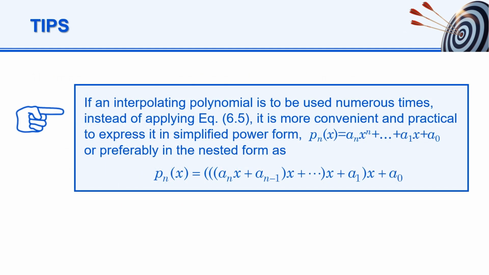If an interpolating polynomial is to be used numerous times, instead of applying equation 6.5, it is more convenient and practical to express it in simplified power form, P_n(x) equals a_n x^n plus through plus a_1 x plus a_0, or preferably in the nested form as follows.